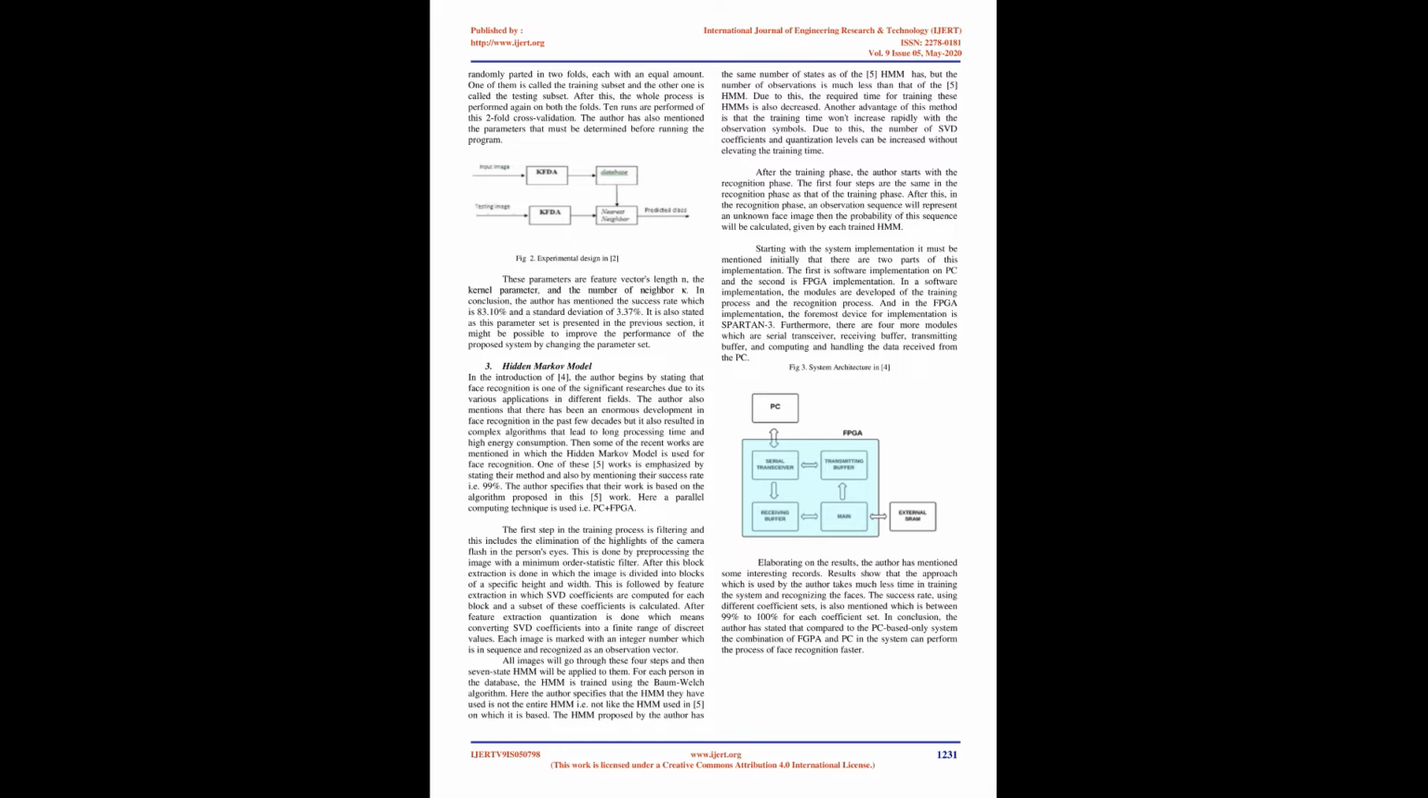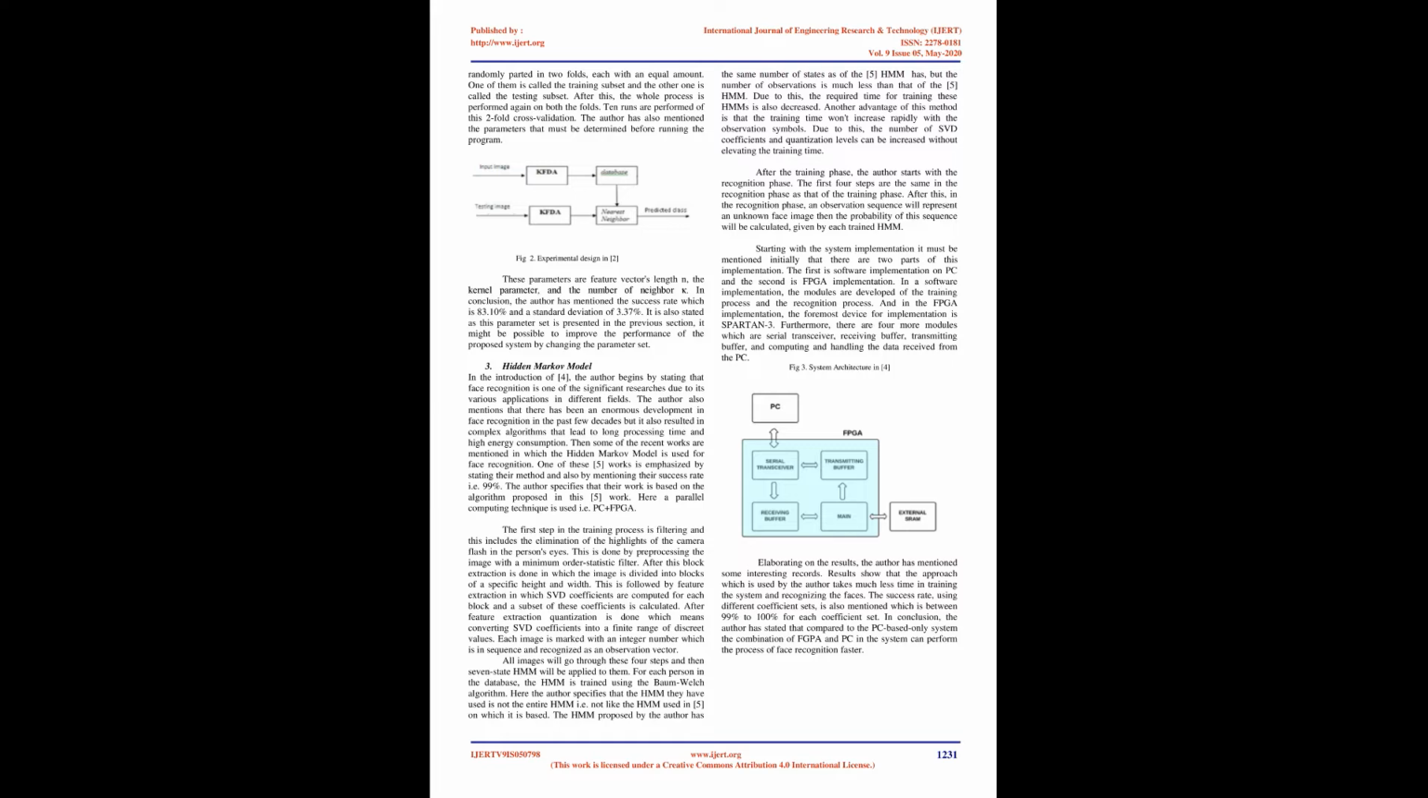In two-fold cross-validation, once the class of the data is determined, the data is randomly parted in two folds, each with an equal amount. One of them is called the training subset and the other one is called the testing subset. After this, the whole process is performed again on both the folds. 10 runs are performed of this two-fold cross-validation.